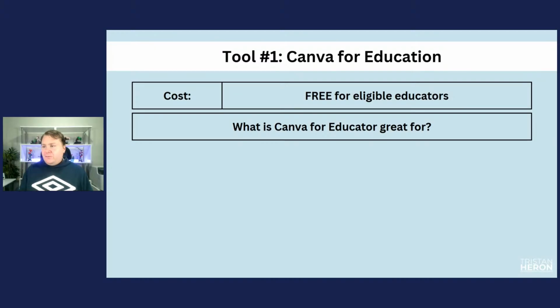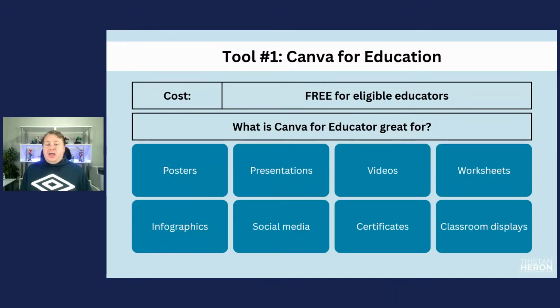So what is Canva for Education great for? Okay, so here are 8 different reasons, and this is only 8 different reasons why Canva for Education is a great tool. It's a great tool to create posters, presentations, what I'm doing right now, videos, worksheets, infographics. You can create social media posts, certificates, classroom displays. Again, the world is your oyster when it comes to Canva. There are so many different things that you can create and use Canva for that you are only limited by what you can think of up here in your brain hole.